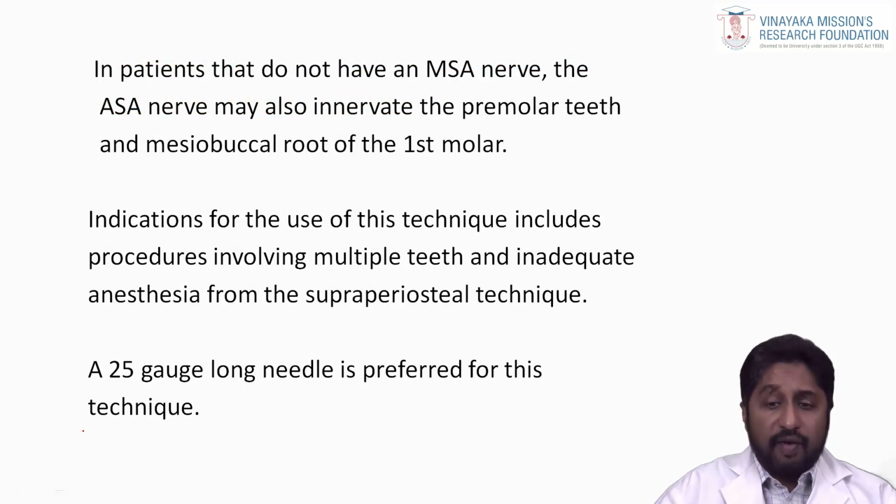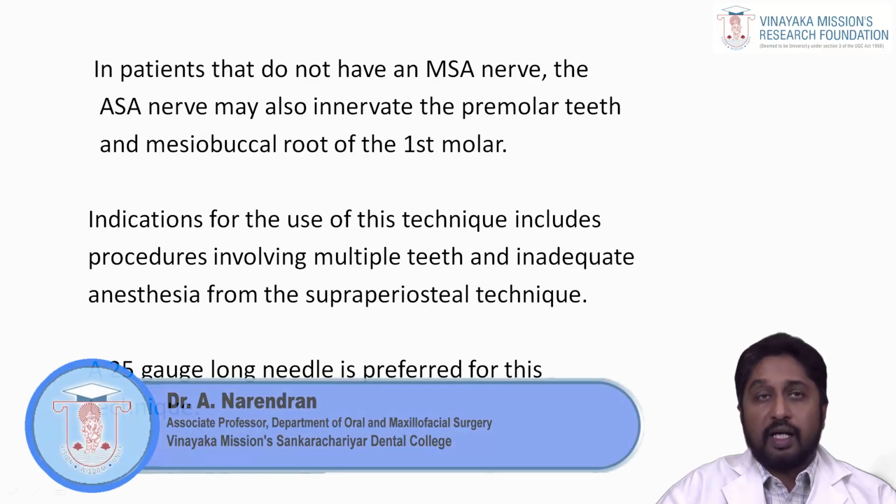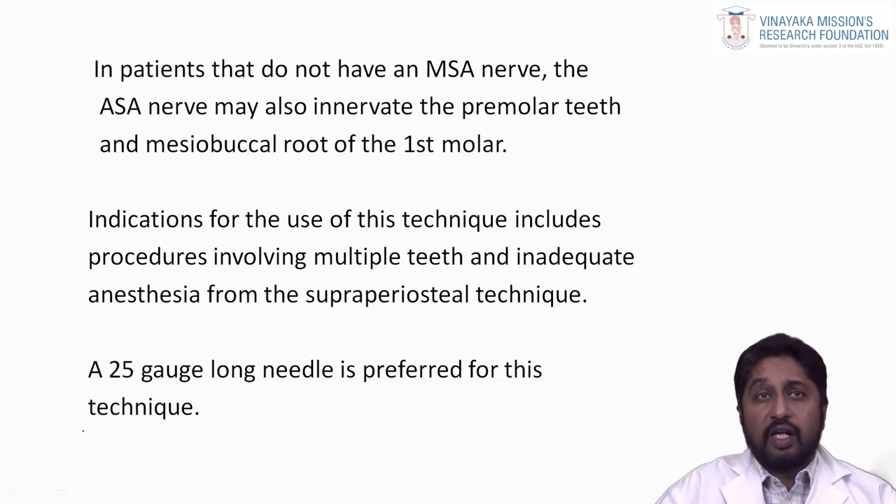In patients that do not have an MSA nerve, the ASA nerve may also innervate the premolar teeth and the mesiobuccal root of the first molar. So if the ASA or MSA is absent, you give an alternative block. If the MSA is not there, you give ASA. In the same way, if you feel the MSA is missing, then you give ASA and PSA. Indications for the use of this technique include procedures involving multiple teeth and inadequate anesthesia from the supraperiosteal technique. A 25 gauge needle is preferred for this technique.